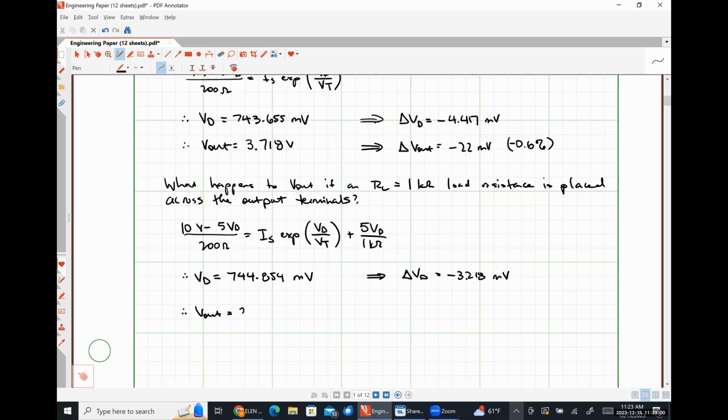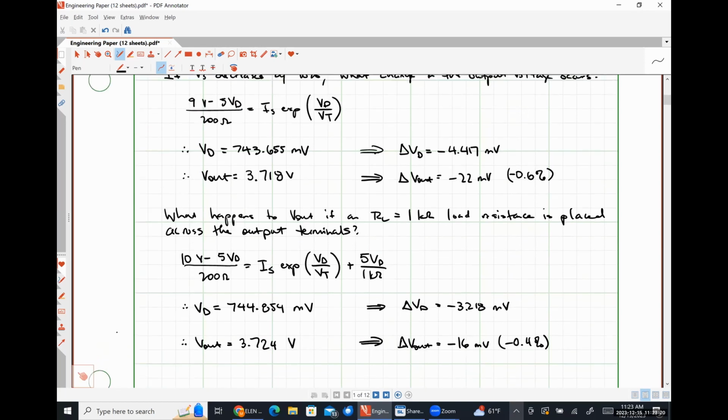And our new V out comes to be 3.724 volts. So our change in our system output voltage is negative 16 millivolts or negative 0.4%. Well, like I said, that's a pretty significant change we've made to the circuit, in as much as our load resistance was infinitely large. Now it's a 1 kilo ohm resistor, and we see that our output voltage only changed by negative 0.4%. So this circuit is a pretty darn stable voltage regulator.